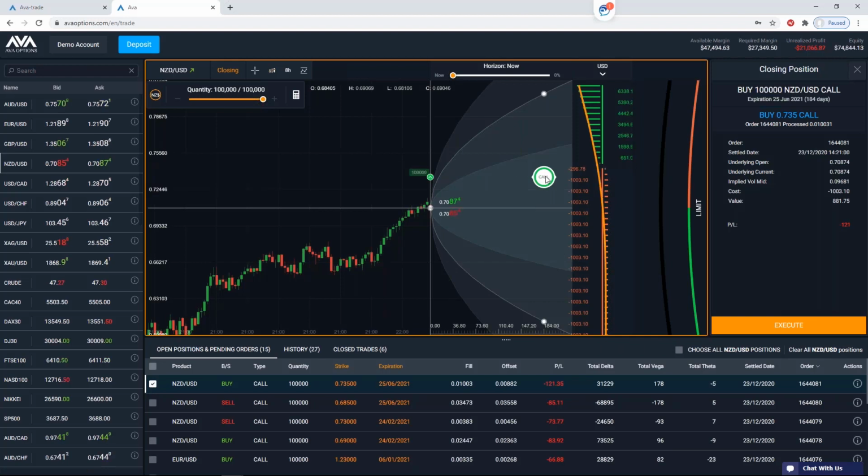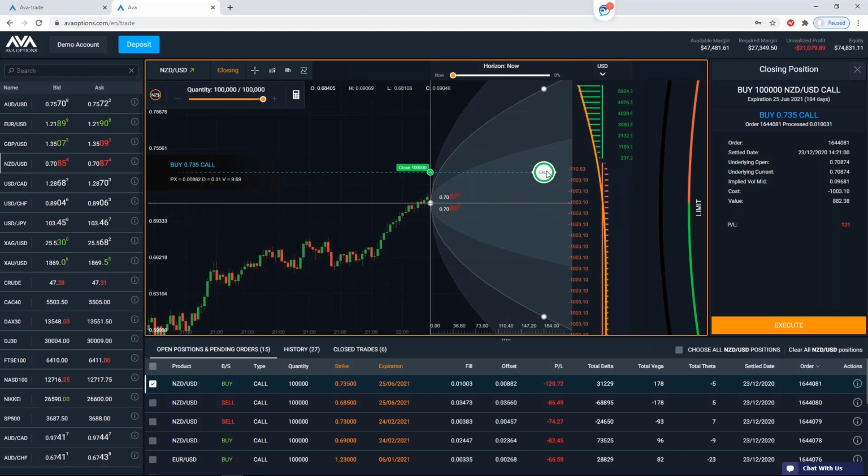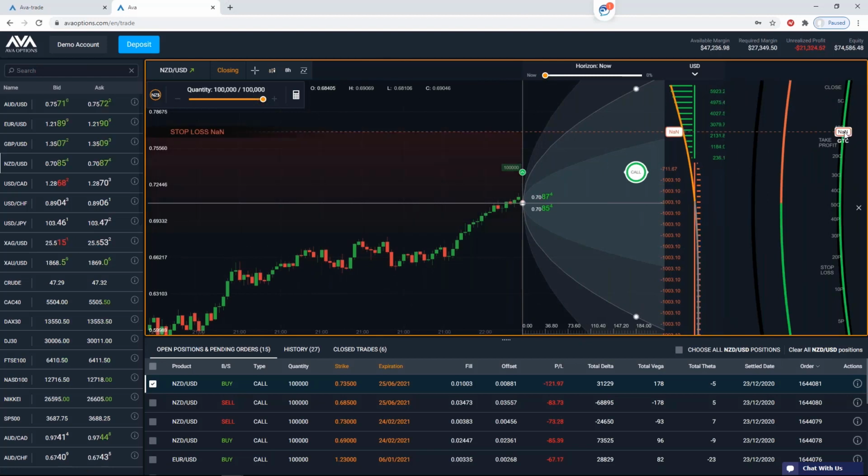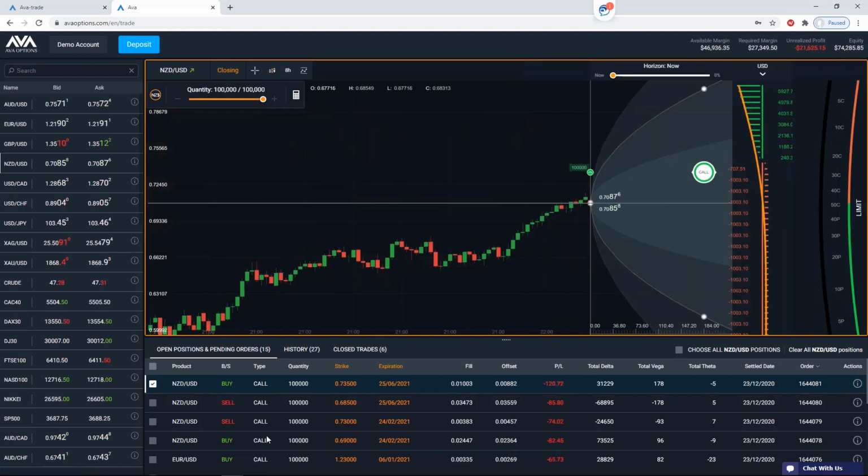We no longer have the ability to move the strike because we're looking at closing a trade, not opening a trade. I can click on the word limit. Let me just close this for now. And I can add a limit, a take profit and a stop loss. Oops, something's not working there, so let's just ignore that.